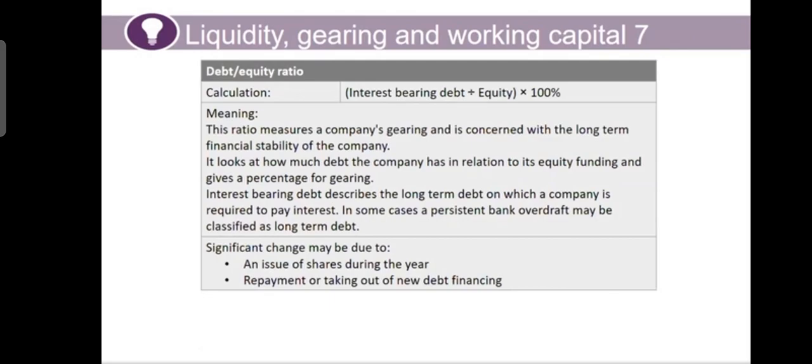This ratio measures a company's gearing, and leverage is the same word, and is concerned with the long-term financial stability of the company. It looks at how much debt the company has in relation to its equity funding and gives a percentage for gearing. Interest-bearing debt describes a long-term debt on which a company is required to pay interest. A significant change means an issue of shares during the year. So if you issue new shares, your equity will become more and the debt equity ratio will go down. Or repayment or taking out of new debt financing. Or probably you have taken out some debt or you have returned some debt. So this ratio may change. You can have this ratio 30-40, like 40-60 and so on.